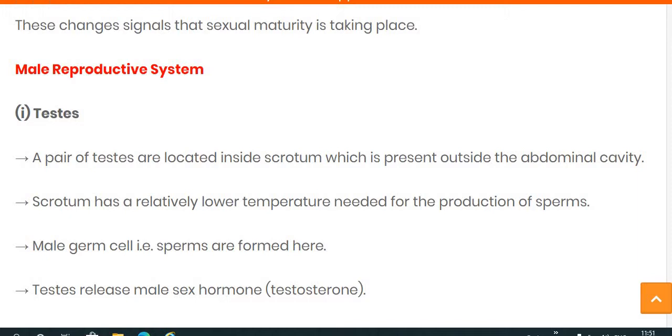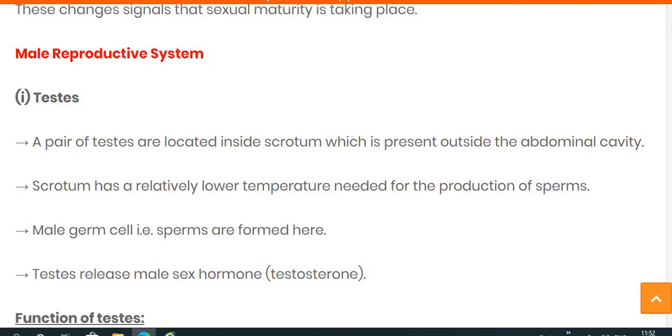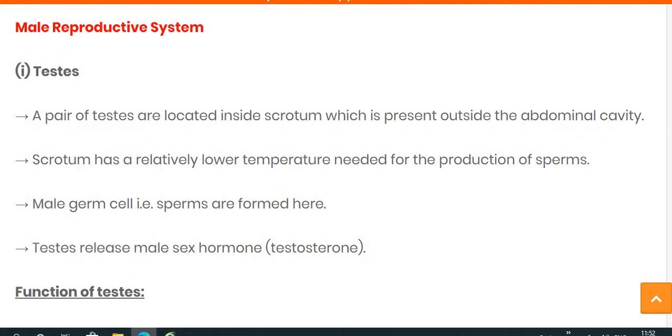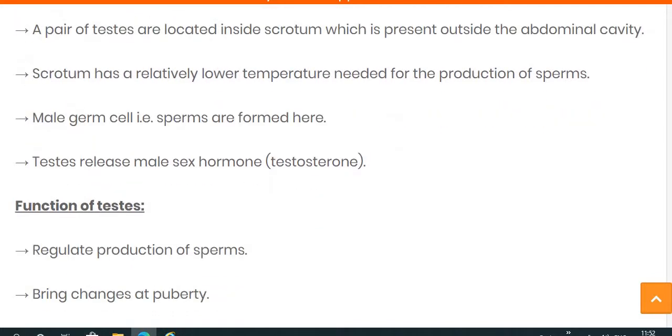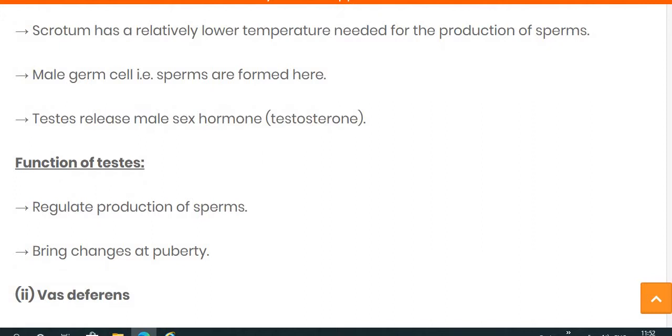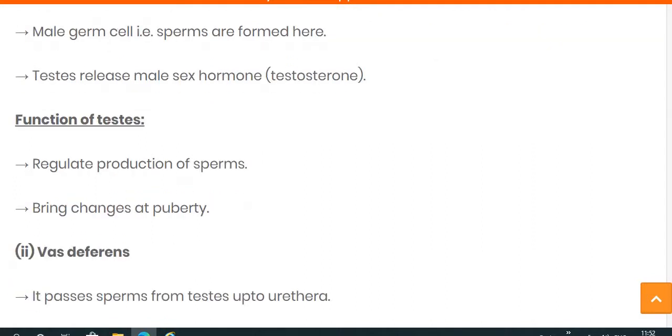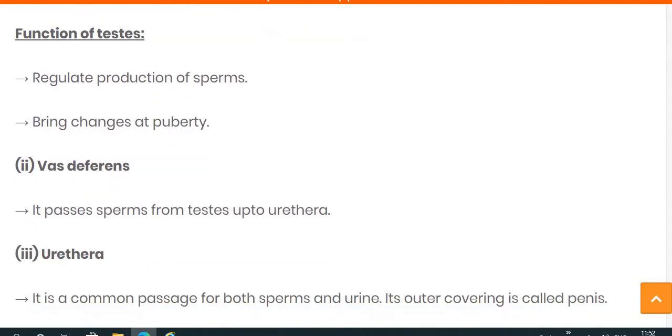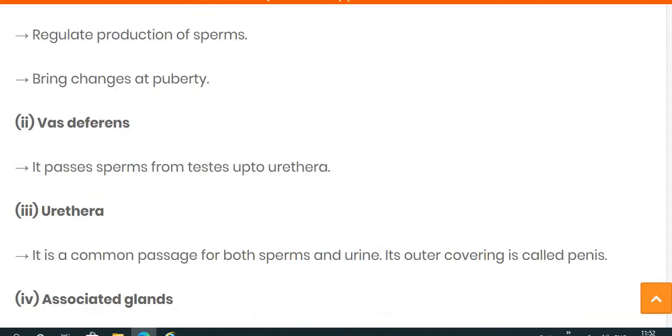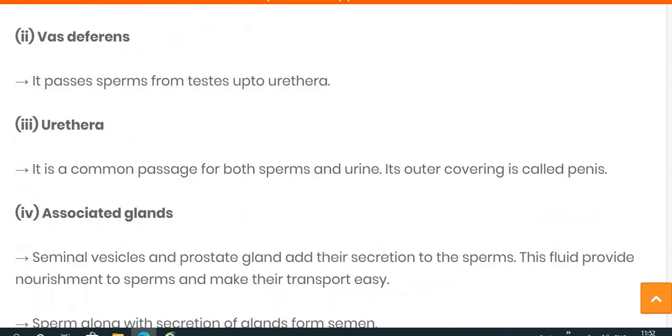In that we have seen about the testes, the main reproductive organ of the male. The pair of testes are located inside the scrotum, and these testes produce the sperm. The scrotum provides the lower temperature which helps in the production of the sperm. And then we have seen the function of the testis, that it regulates the production of the sperm and brings change at puberty.